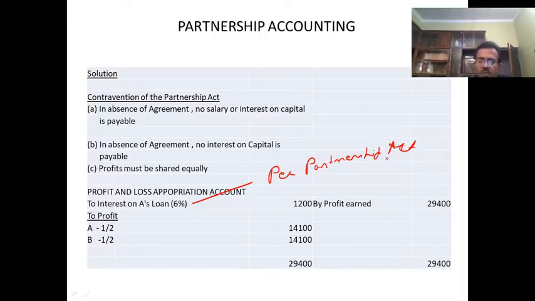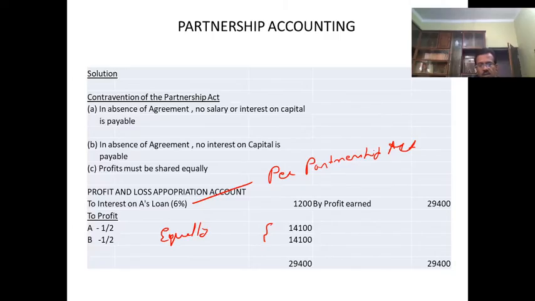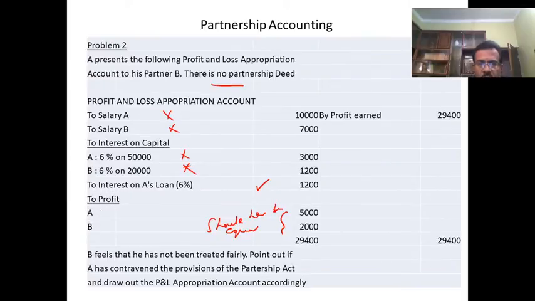So now you see, we share the profits equally. If this is done, then the profit and loss appropriation is correct. No salary, no interest on capital, because it is not allowed. So total entitlements to A is 1,200 plus 1,400, 100. What is this 1,200? It is that interest on loan. And entitlements taken is how much? 10,000 plus 3,000 plus 1,200 plus 5,000. This was taken by him.